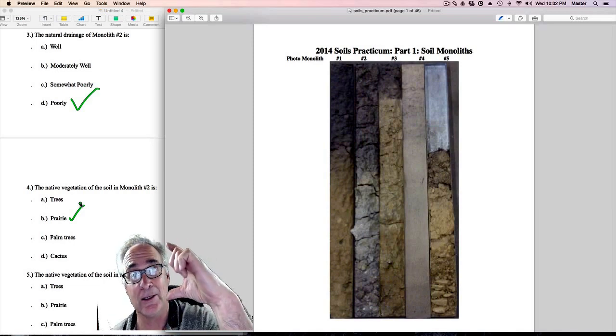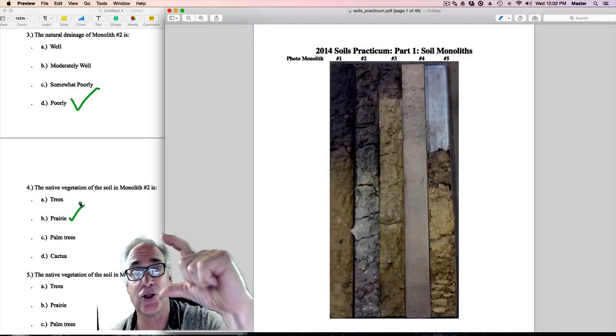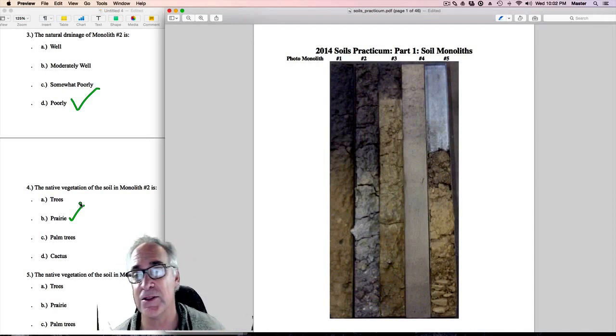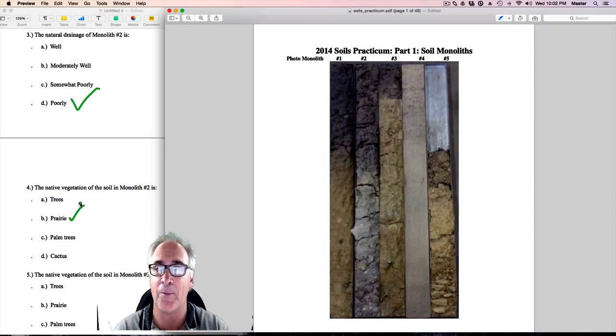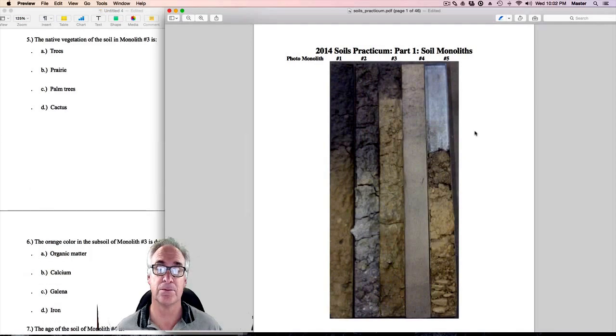Short in stature, and the root system isn't very expansive. It's apparently a fibrous root system that doesn't extend very far into the soil. So that's how I would evaluate monolith number two.